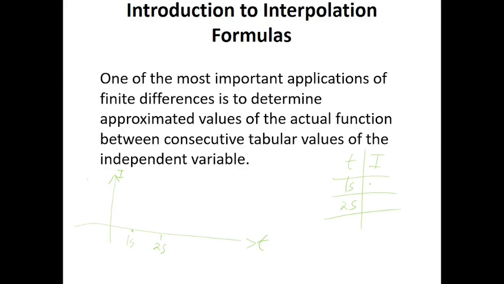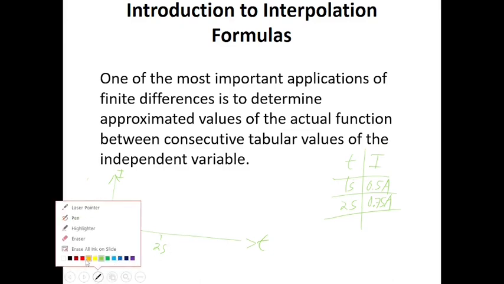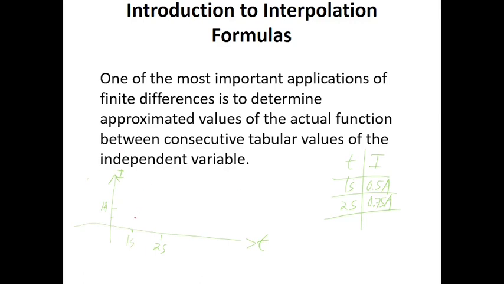At time 1 second, it's 0.5 ampere. At time 2 seconds, it becomes 0.75 ampere. So this is 0.5, and then at time 2 seconds, 0.75. As you notice, we only have 2 points.